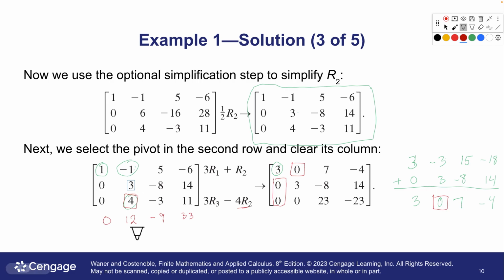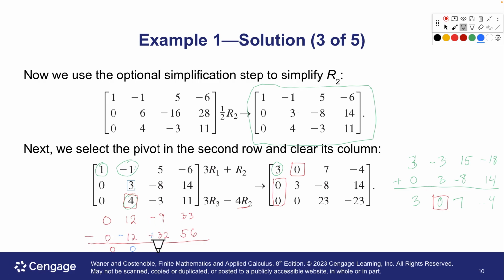I'm going to take 4 times 3 and get, 4 times 0 is 0. 4 times 3 is 12. 4 times -8 is -32. And 4 times 14 is 6, carry the 1, 56. Okay. And then we're subtracting this from that one. So 0 minus 0 is still 0. 12 minus 12, that's 0. We're subtracting, so this becomes a plus.